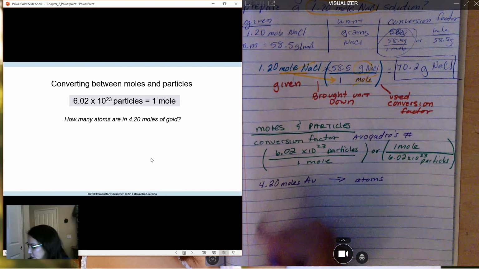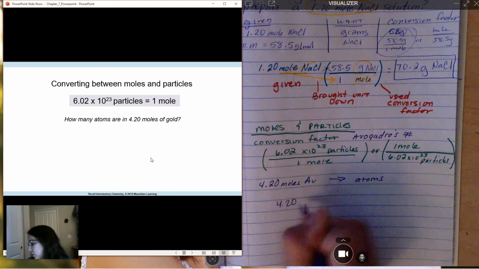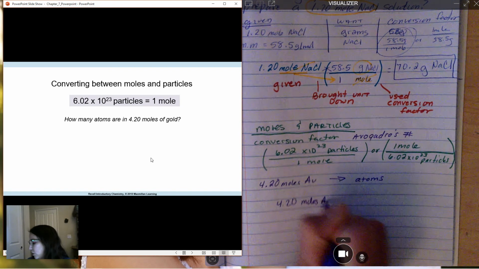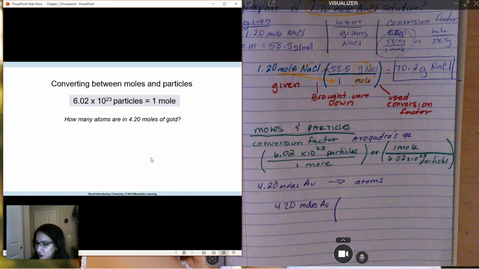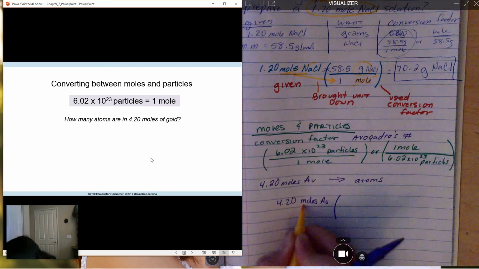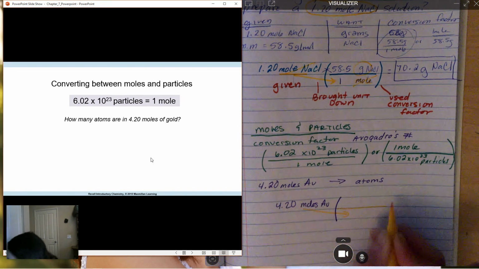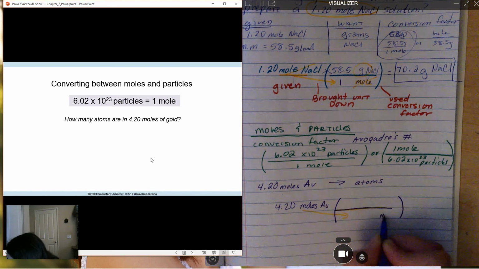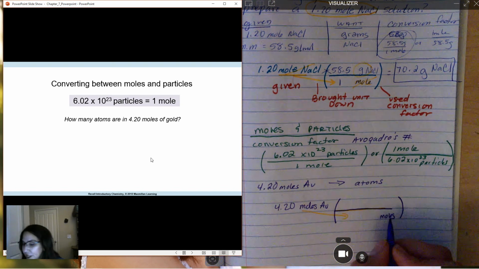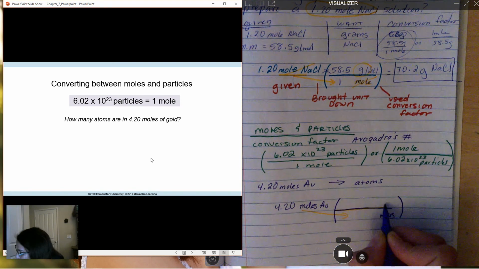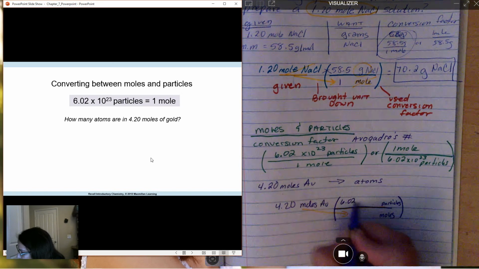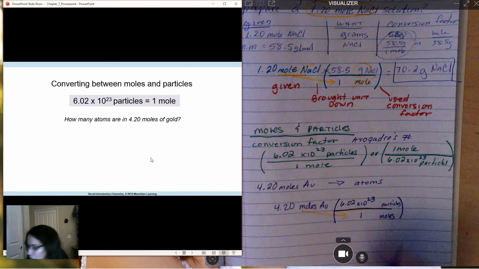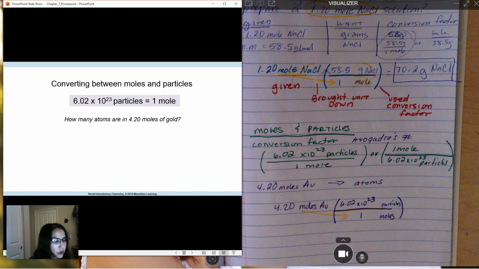So, like always, start with your given, 4.20 moles of gold. Have to figure out which conversion factor we're actually going to use here. So we're going to shrink the moles down. So moles are going to end up at the bottom, which means Avogadro's number is going to be ending up on the top. So this is particles, 6.02 times 10 to the 23rd over our 1 mole.